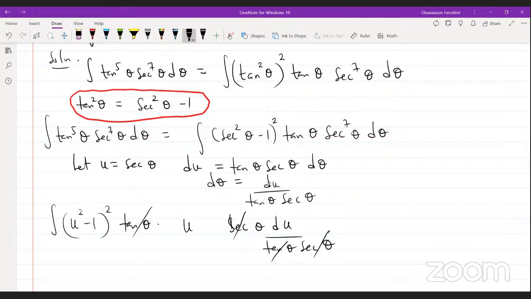So this is going to be u to the 6th power, right? Okay, so now I have (u squared minus 1) squared, u to the 6th du.